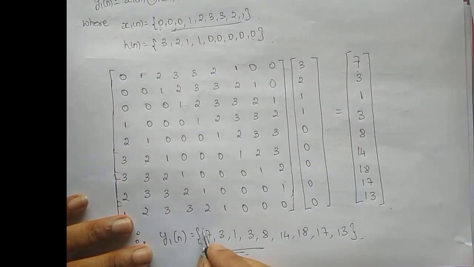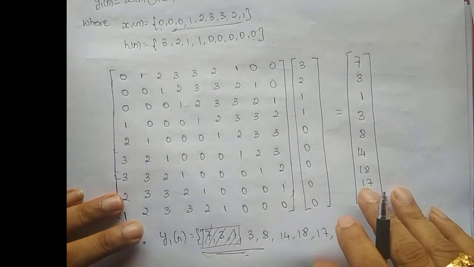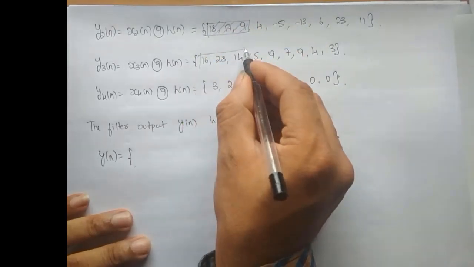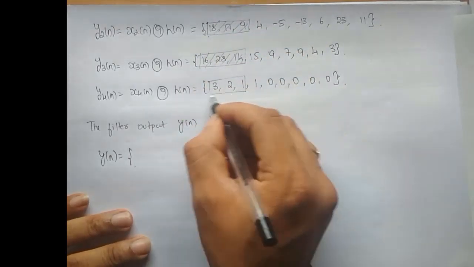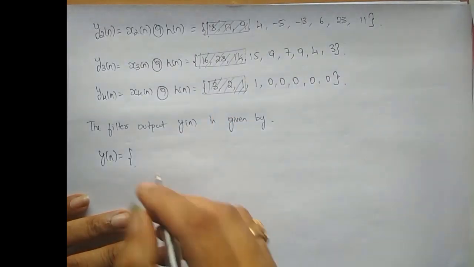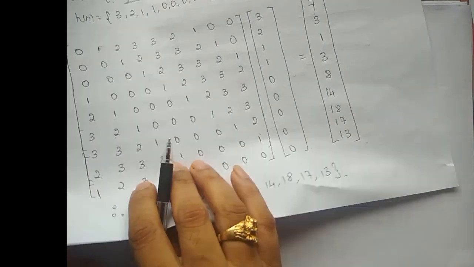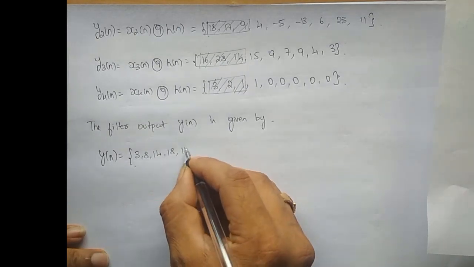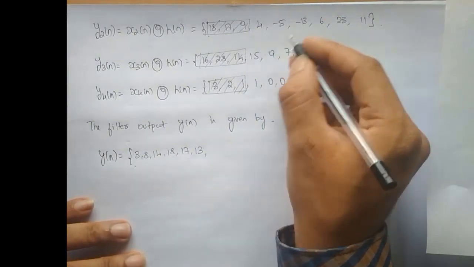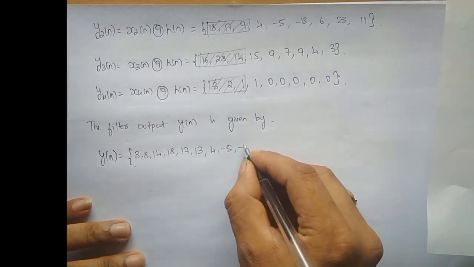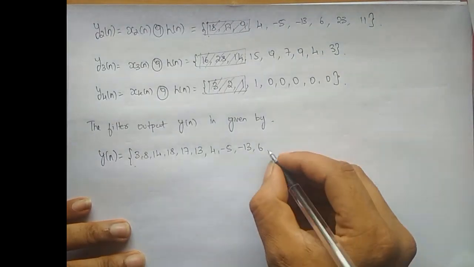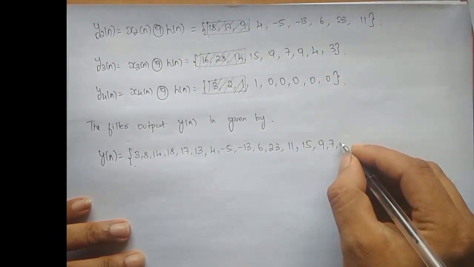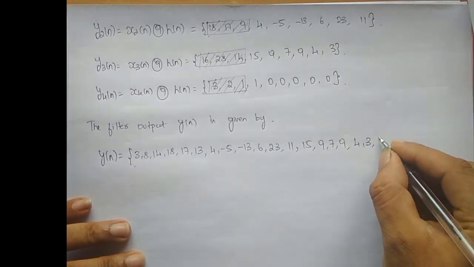So here I have to discard these 3 samples in y1 of n. I have to discard these 3 samples in y2 of n, in y3 of n, and in y4 of n. So after discarding, what I get is 3, 8, 14, 18, 17, 13, and now this is 4, minus 5, minus 13, 6, 23, 11, 15, 9, 7, 9, 4, 3, 1.